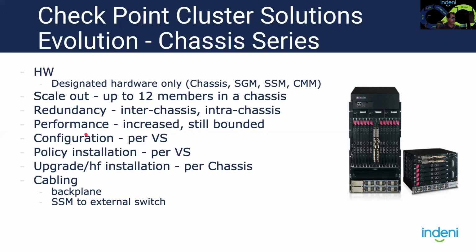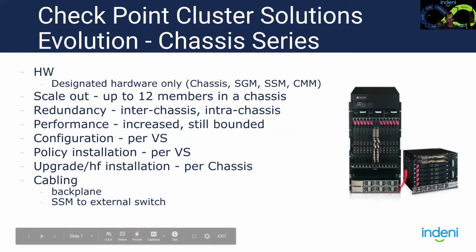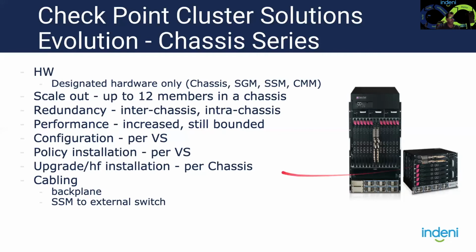Performance is dramatically increased because we have up to 12 members, and all of them are processing traffic. We'll get to it in a bit, but still it's bounded. It's bounded by the box itself, with the biggest one having up to 12, and the smaller ones up to 5, the 44K. So this is an improvement in comparison to the cluster XL, but still it's a linear growth and not more than that.